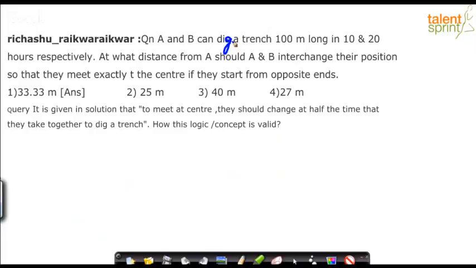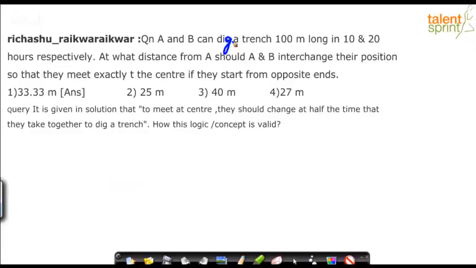At what distance from A should A and B interchange their position so that they meet exactly at the center if they start from opposite ends? It is given in the solution that to meet at center, they should change at half the time that they take together to dig a trench. How is this logic or concept valid?